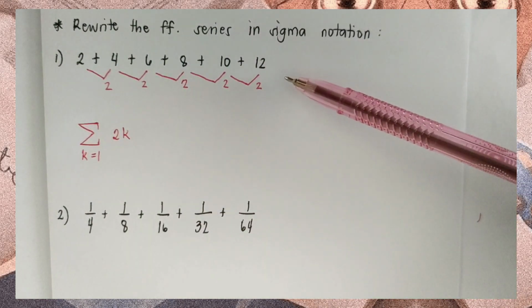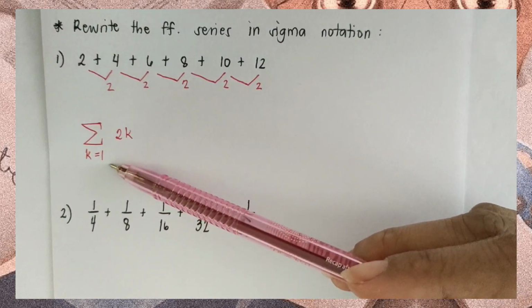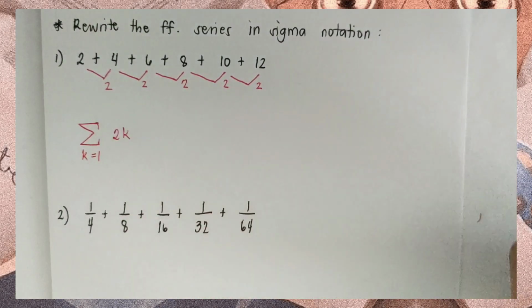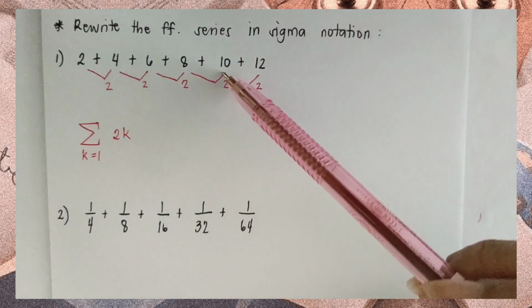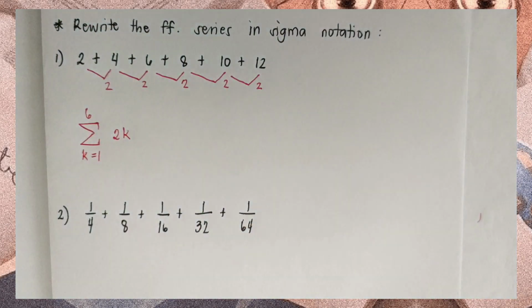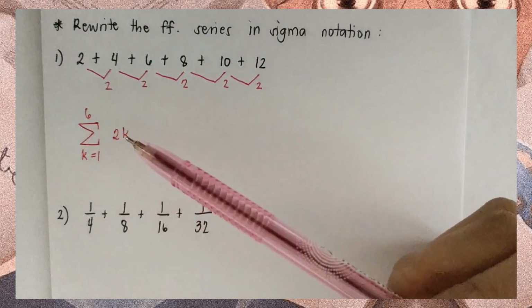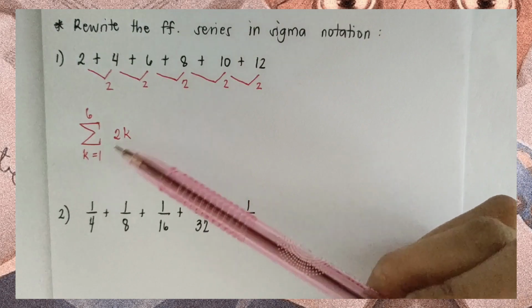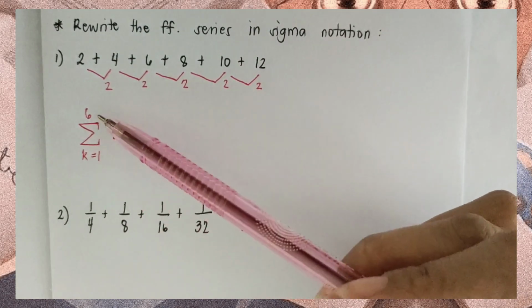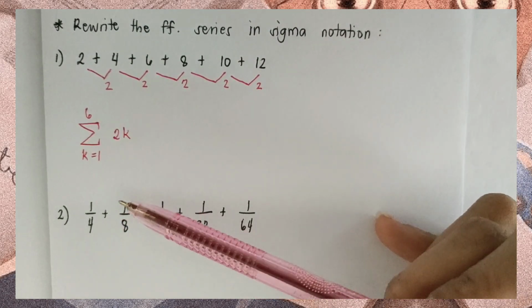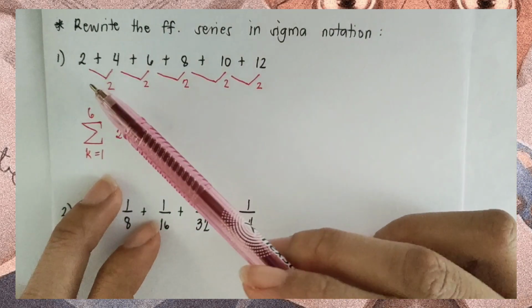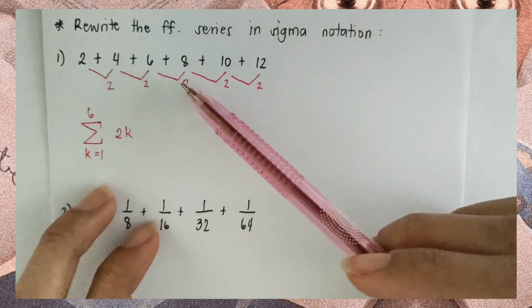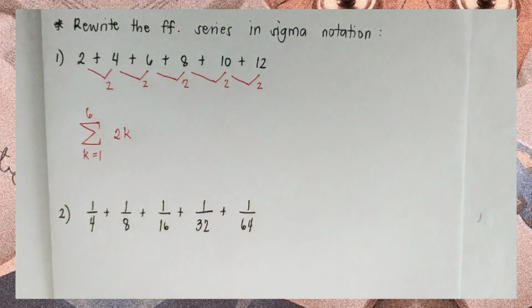Based from the series, if 1 is our starting point, what will be our stopping point? We have 1, 2, 3, 4, 5, and 6. This is now our answer. The summation of 2k from k equals 1 to 6. So if we will substitute the values of k and we will stop at 6, we will have 2, 4, 6, 8, 10, and 12 series.